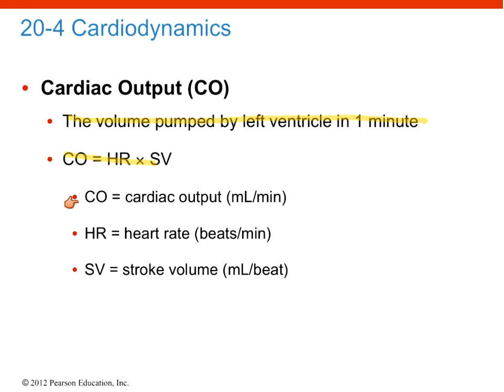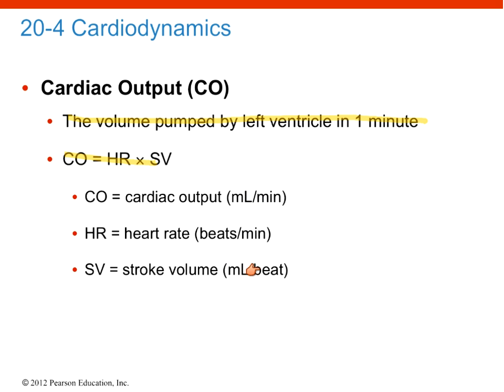So the cardiac output is going to be measured in milliliters per minute. The heart rate is going to be measured in beats per minute, and stroke volume is going to be measured in mils per minute. Keep in mind to look at these units. Mils per minute, beats per minute, and mils per minute.